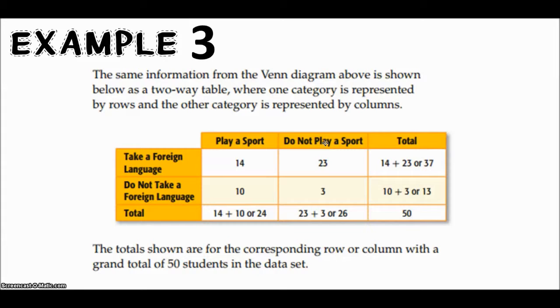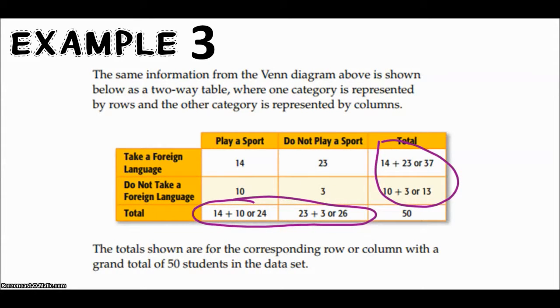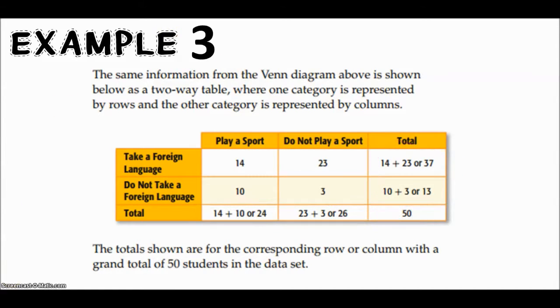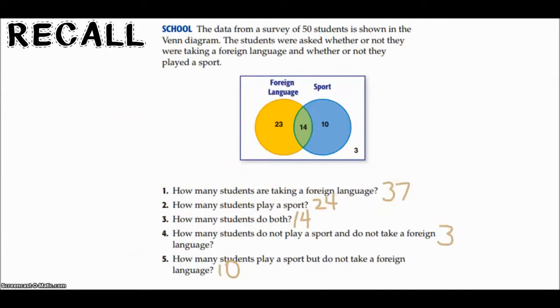Of those who don't play a sport, 23 take a foreign language and 3 do not take a foreign language. That's 26. So you'll notice that I have several rows here. These are my totals here and here. And when I add this total row and this total column, I should equal my total, 50, which I do. So what we have here is a two-way table that describes the Venn diagram that we just looked at.